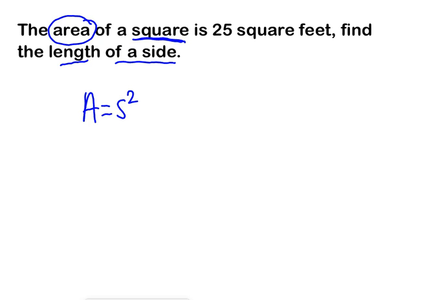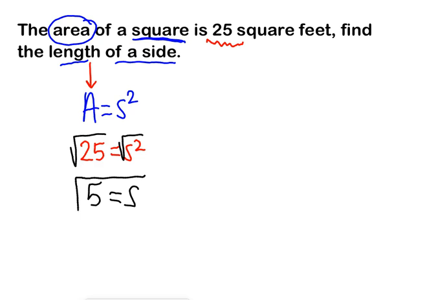Okay, now let's fill in what we know. We are given that the area is equal to 25 square feet. So where my area is, I'm going to plug in 25. And now all we have to do is figure out what our S is. So how do I undo something squared? Well, we simply just take the square root. Square root of 25 is just 5. So we have a side length of 5 feet, because we are given units, 5 feet.